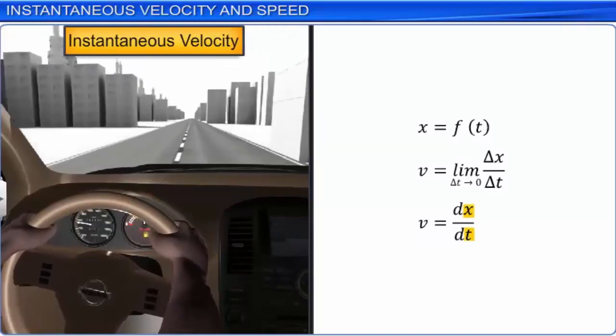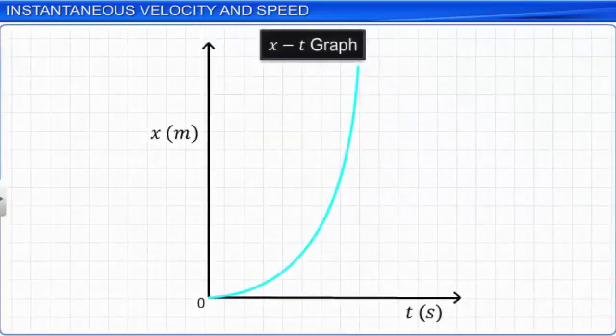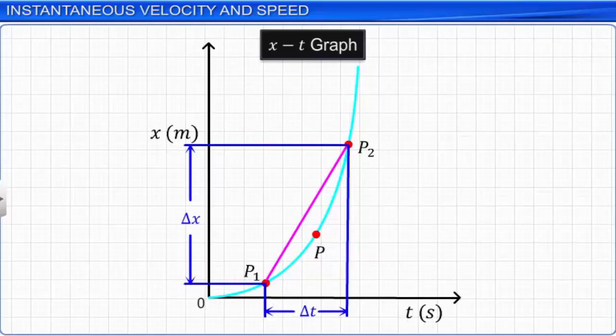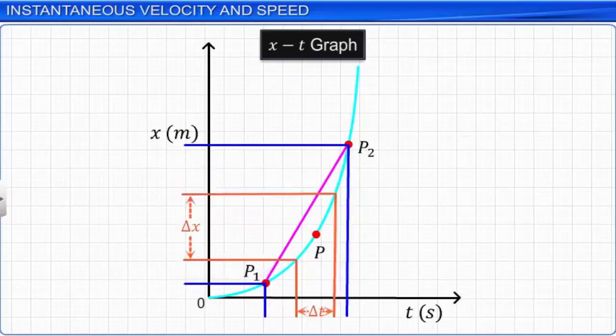Let's understand how to calculate instantaneous velocity using an x-t graph. We first mark a point P on the graph at which the instantaneous velocity of the body has to be found. We mark 2 points P1 and P2 on either side of P. Join points P1 and P2. Find delta t and delta x. When delta t is reduced, we get lines Q1, Q2, etc.